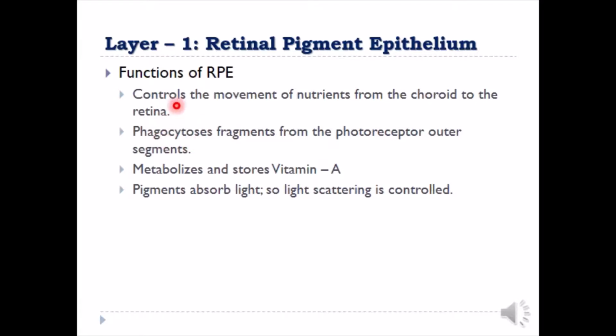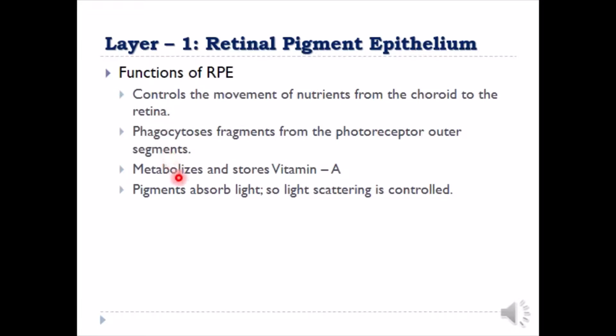So you can see two basic functions. One is supplying nutrients for the retina and photoreceptor cells, and the second is that it cleans, or phagocytoses, or eats, the fragments of photoreceptor cells, all the waste products that arise during the process of transferring light into neural signals. All those waste products are cleaned by the retinal pigment epithelium.